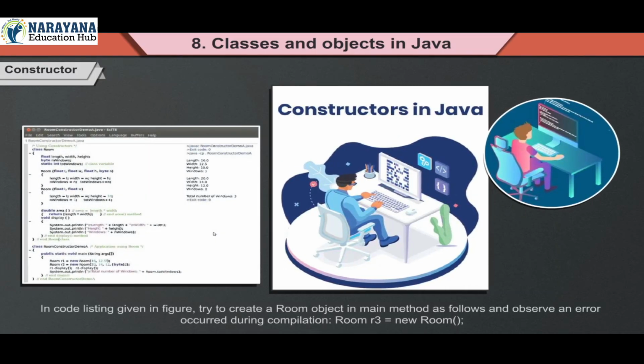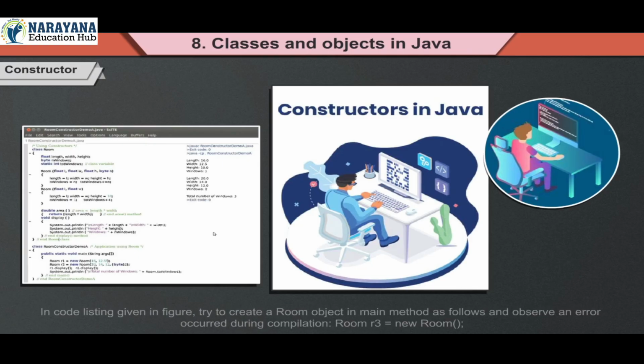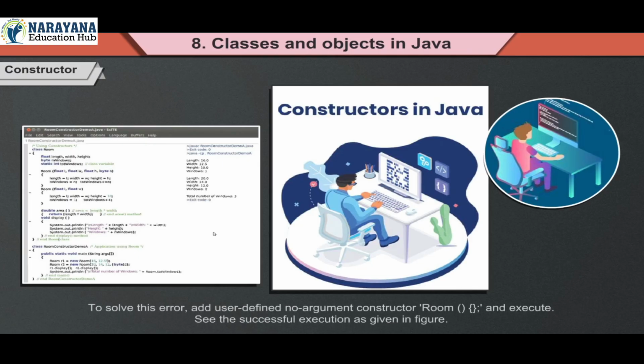In code listing given in this figure, try to create a room object in main method as follows and observe an error occurred during compilation. Room R3 = new Room(); To solve this error, add user-defined no-argument constructor Room() { }; and execute. See the successful execution as given in this figure.